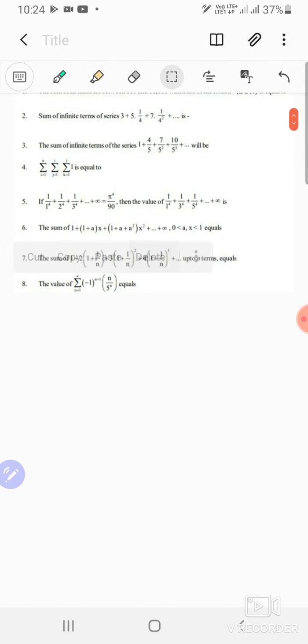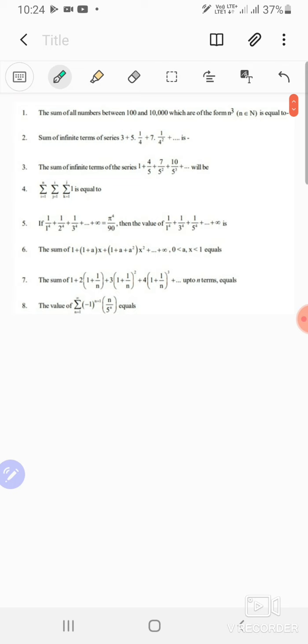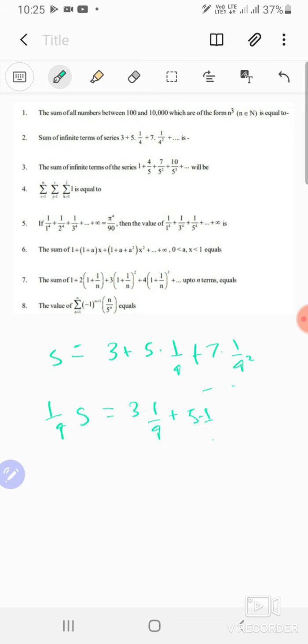And then the next question is the sum of infinite terms of the series 3 plus 5 into 1 by 4 plus 7 into... like call this thing as s. So you have s equals 3 plus 5 into 1 by 4 plus 7 into 1 by 4 squared, keeps going like that. So 1 by 4 s, that's going to be 3 into 1 by 4 plus 5 into 1 by 4 squared plus, keeps going like that.